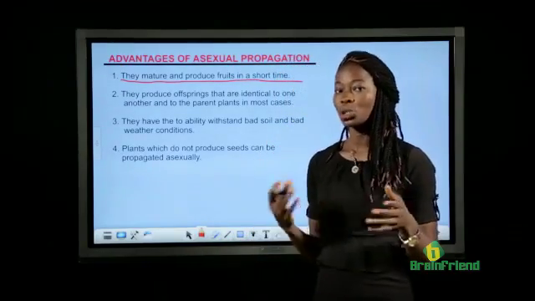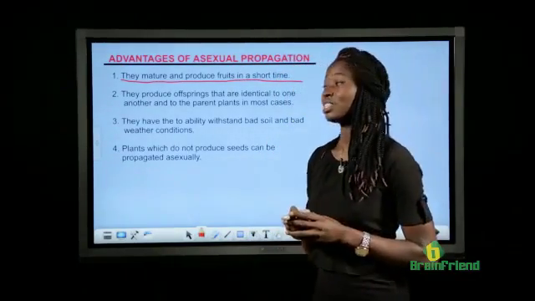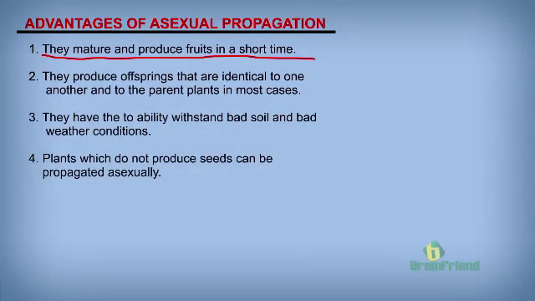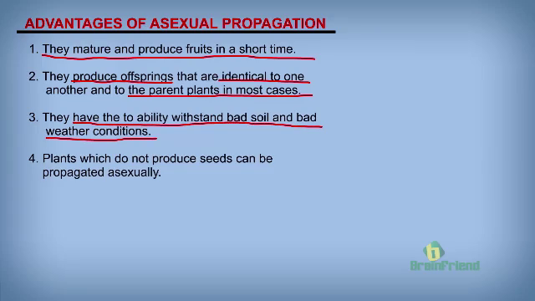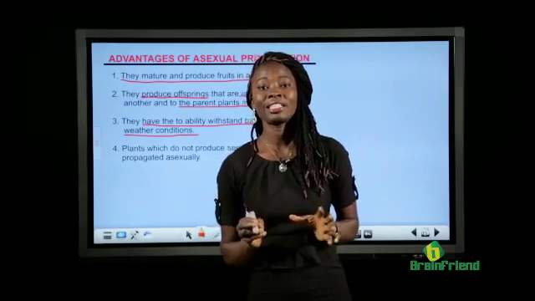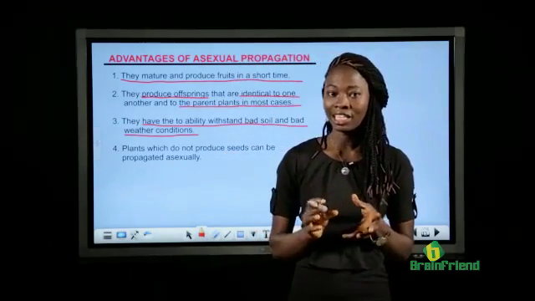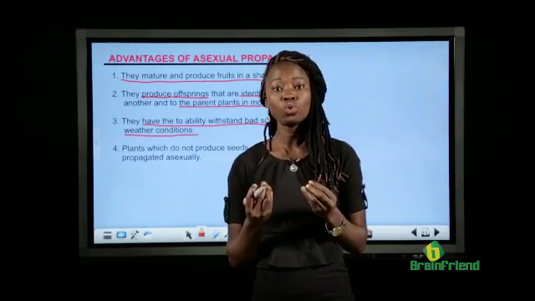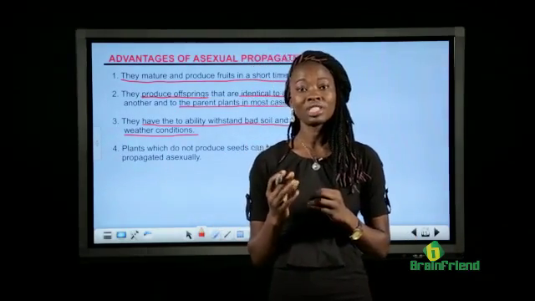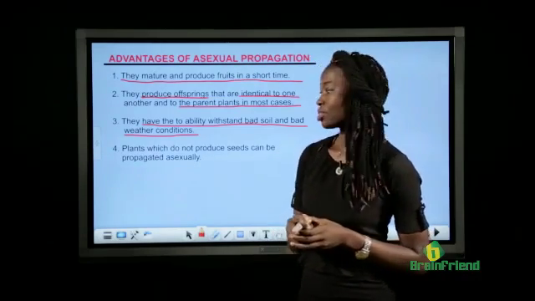They don't need to grow and mature and go through all those processes. 2, they produce offsprings that are identical to one another and to the parent plants in most cases. 3, they have the ability to withstand bad soil conditions and bad weather conditions. This is because in most cases, the plants that are propagated asexually are plants which have good quality and they are able to resist certain conditions.